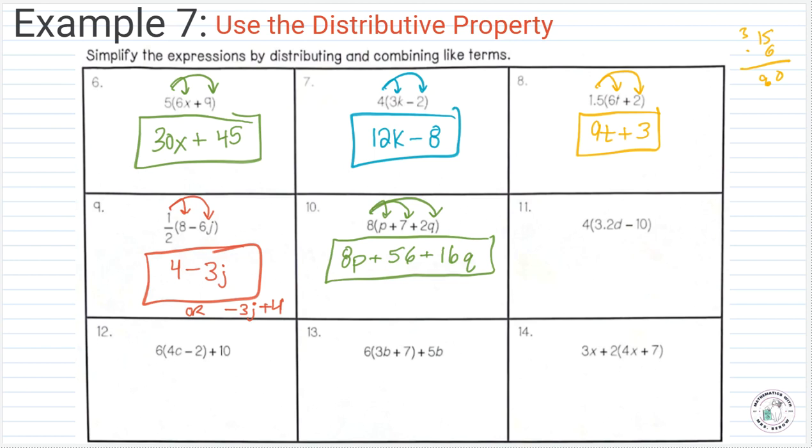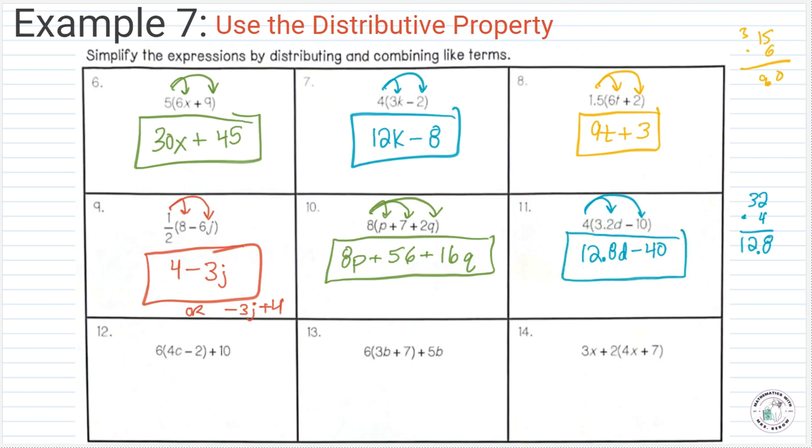So number 11. Again, we have some decimals going on here, but same idea as what we saw in number 8. You can just think of this as 32 times 4. So that's going to be our first step, right? 4 times 3 2/10, but think of it as 32 times 4. We can multiply that out. You got 128. However, we're going to add our 1 decimal place back in. So this is going to be 12 8/10 d. And then 4 times 10, that's going to be 40. And then that is as far as we can go on that question.